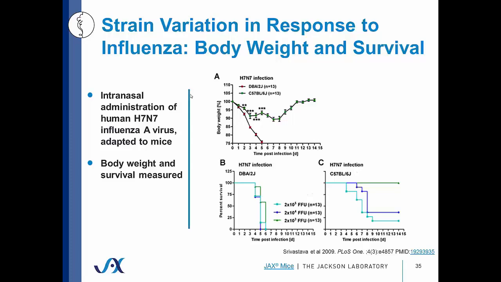In the same study, they also infected these mice with different doses of H7N7 virus, a low, intermediate, or a high dose, and then they measured survival. And we can see that DBA2J mice died irrespective of the dose administered, as compared to C57 black 6 mice, which at low doses all survived, but at mid and high doses showed significant decreases in survival. And so this clearly demonstrates that though some strains show levels of resistance, such as the case of C57 black 6Js to H7N7 influenza infection, you can change this susceptibility by increasing the dose administered.